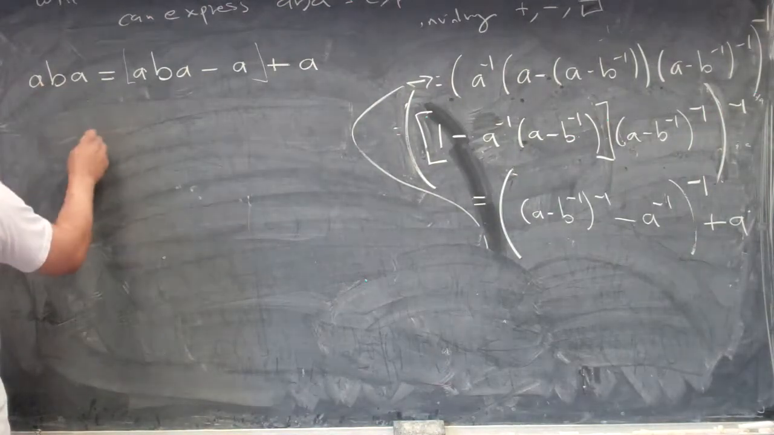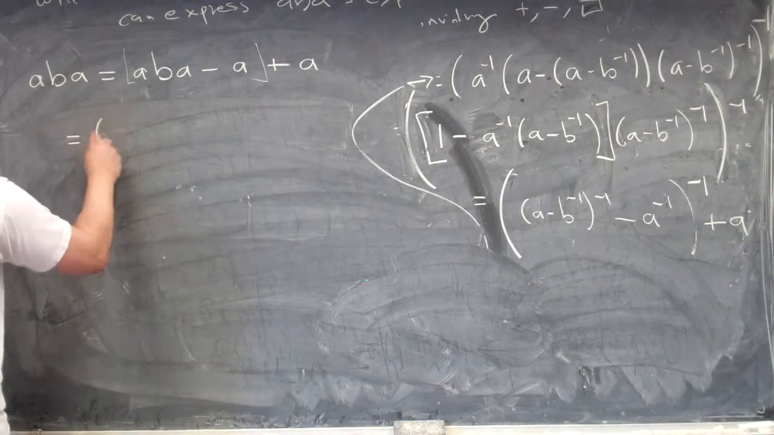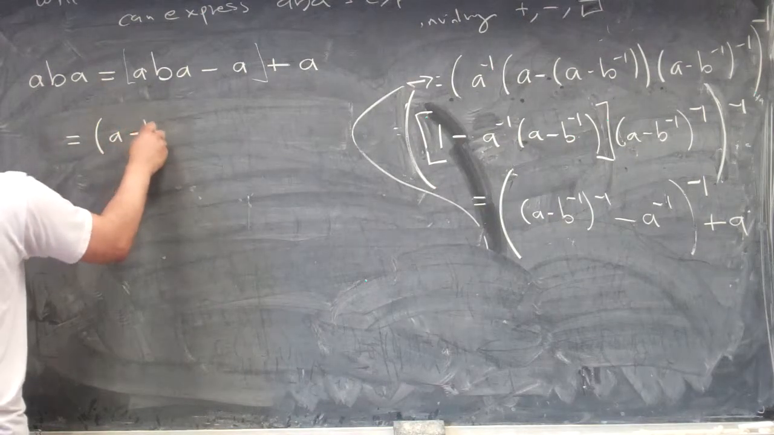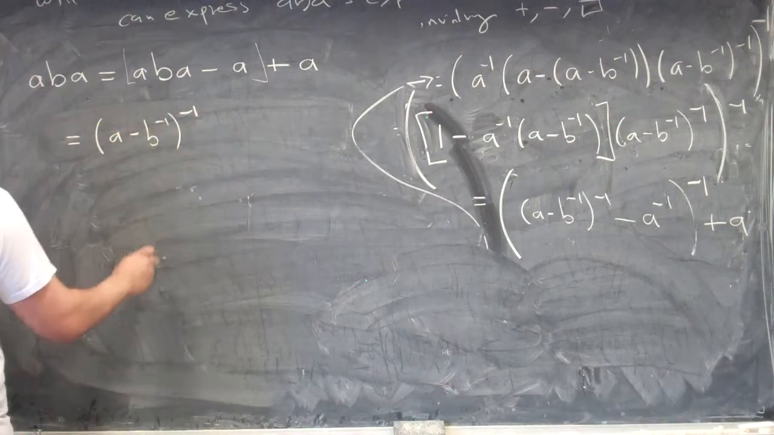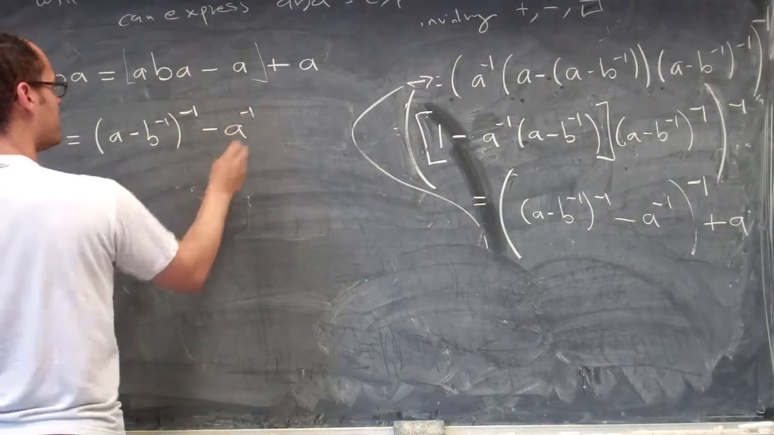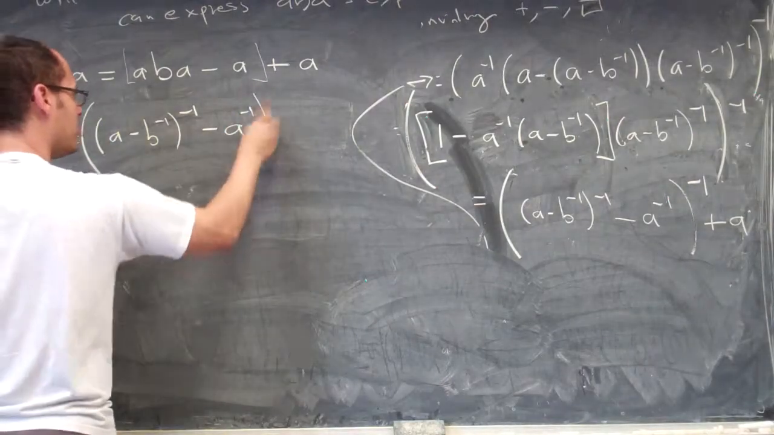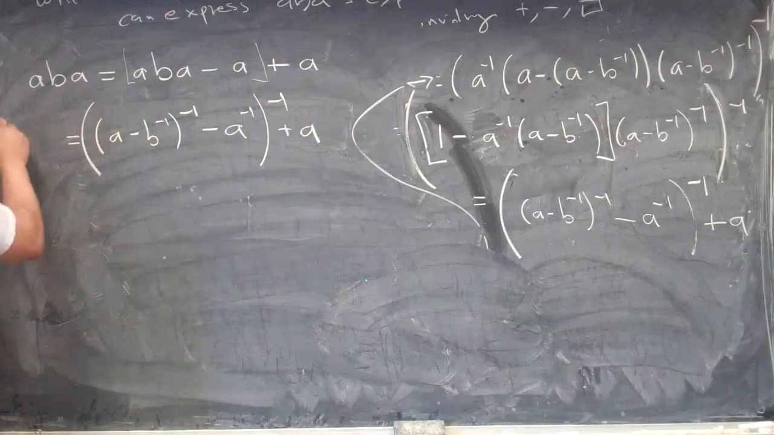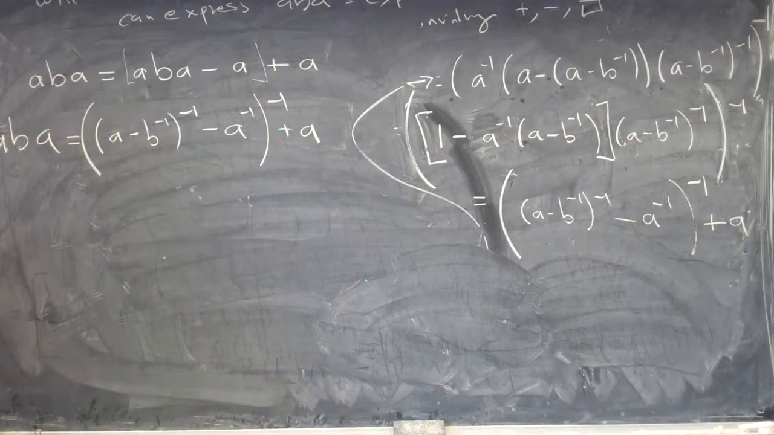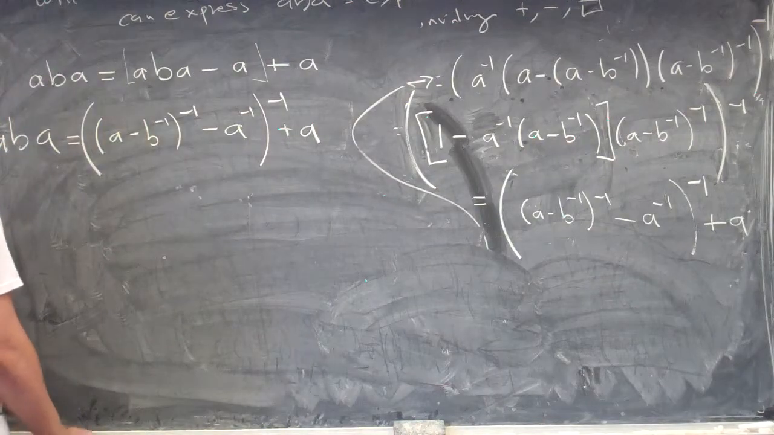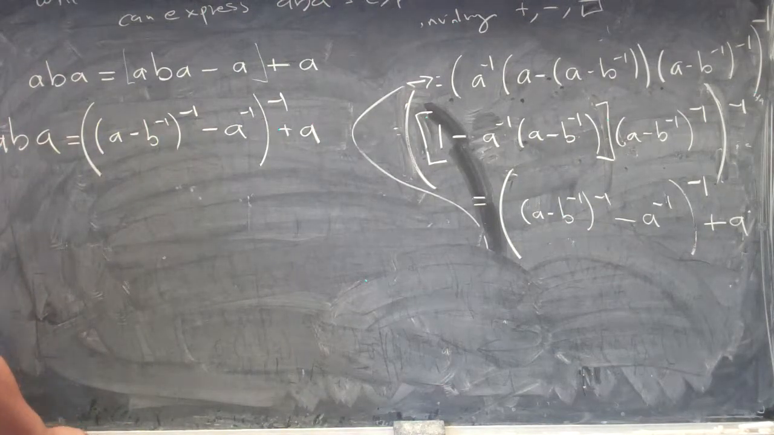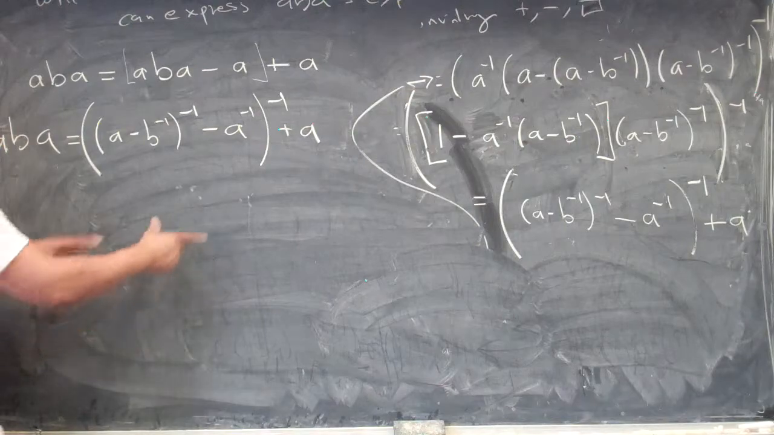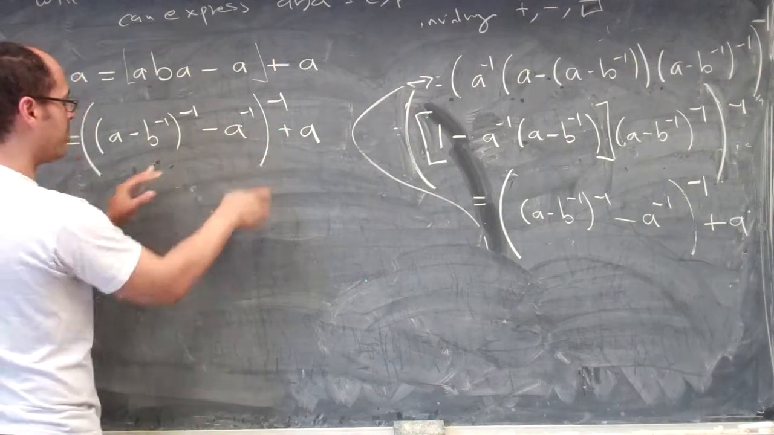That ABA is equal to (A minus B inverse) inverse, minus A inverse, plus A. ABA is equal to that. Now, that tells us that if this expression on the right makes sense, so let me say it like this.